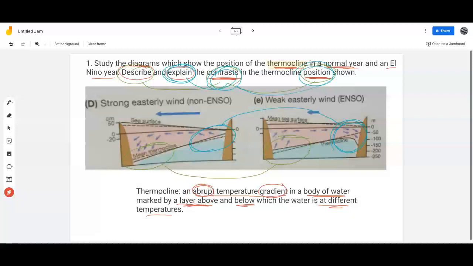The question is to describe the contrasts in the position. Notice how I did that, comparing green with green, blue with blue. That's a good way of structuring it. Then move on to the explanation, referring to the winds and the ocean currents.